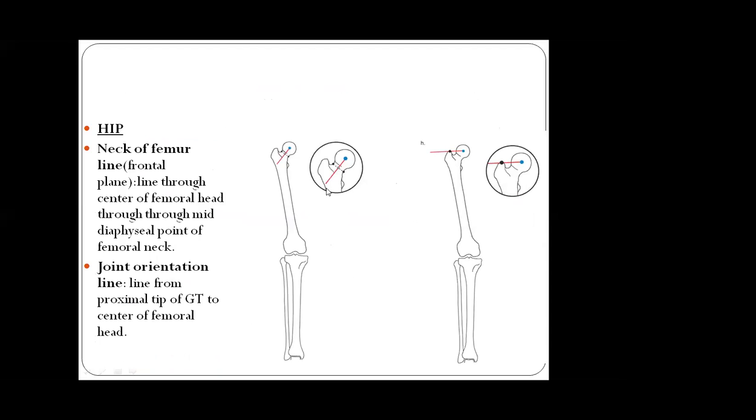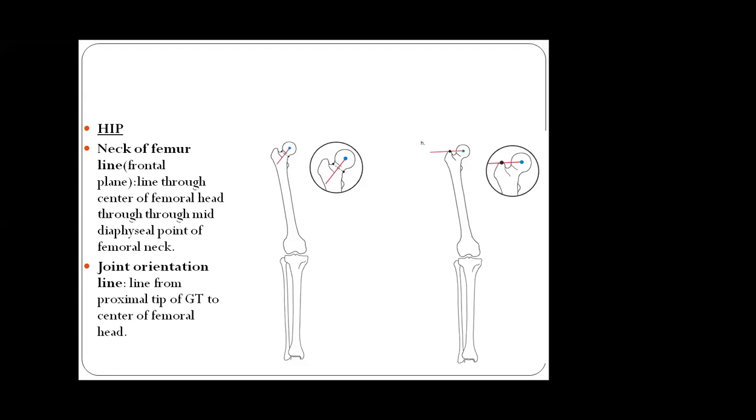In the hip, there are two lines formed in the frontal plane, and one line in the sagittal plane also. In the hip, there is one neck of the femur line. In the first diagram towards my left, in the frontal plane, it is the line through the center of the femoral head and through the mid diaphyseal point in the femoral neck. The line which is drawn by connecting these two points is called the neck of femur line.